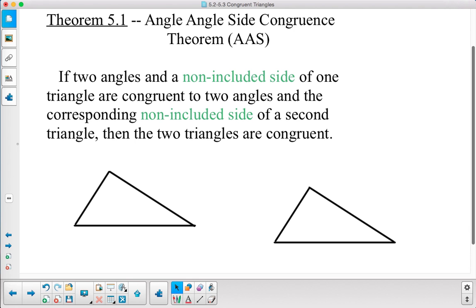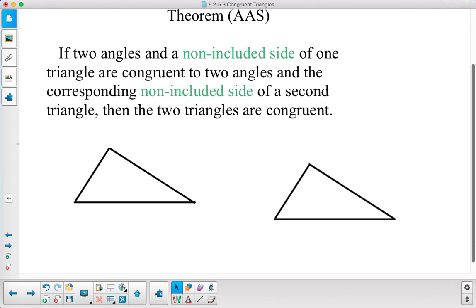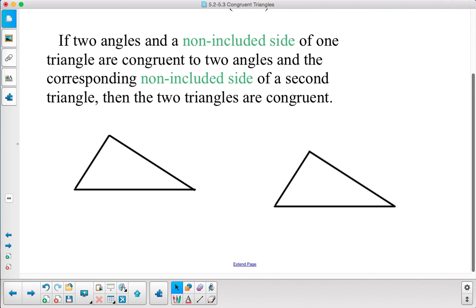Okay, so what's the diagram going to look like on this one? I'll slide it up a little bit. Two angles. Let's do it kind of like those last pictures. There's two angles, but the side is not the side that's included between the two angles. So I'm going to say this side on the left is not included between those two. Notice the angles aren't on both ends of it.